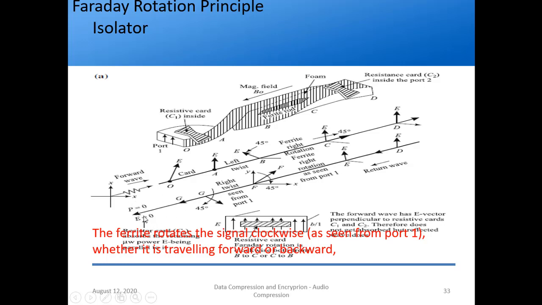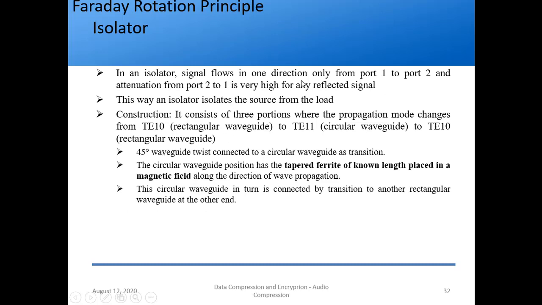P is E cross H. There is no electric field, so there is no magnetic field. So from Maxwell's equations we know they are always associated. So since no electric and magnetic field, no power, right? So this is how an isolator works. That's what we want, right? It flows in one direction only from port 1 to port 2 and maximum attenuation from port 2 to port 1.